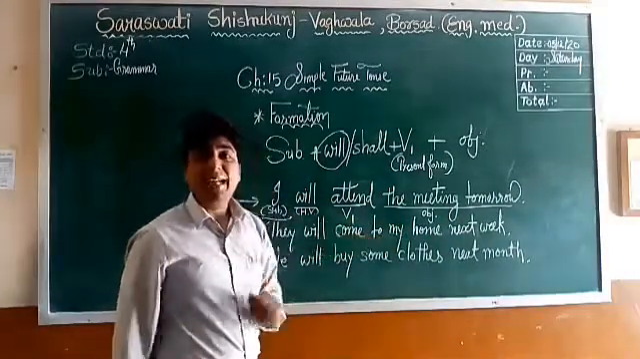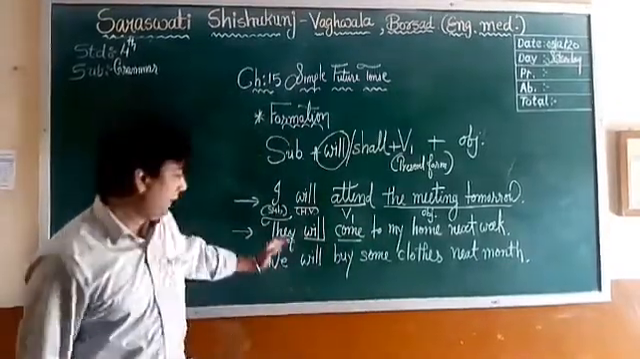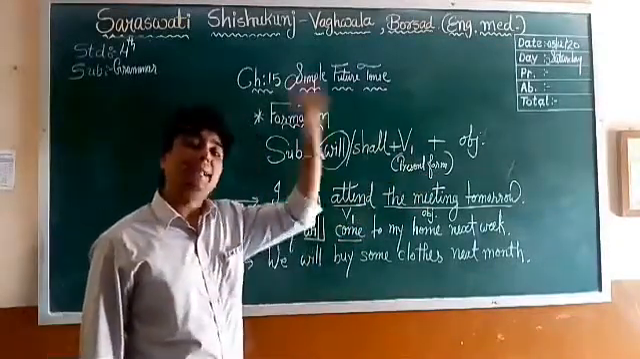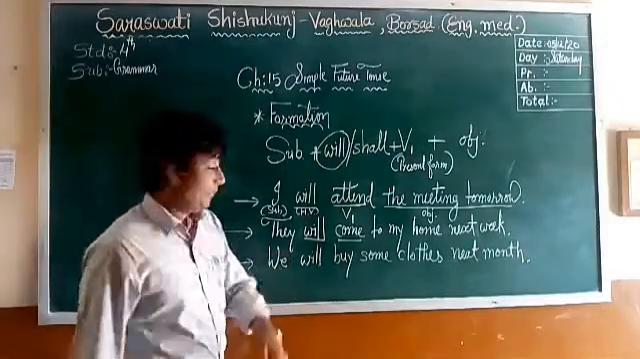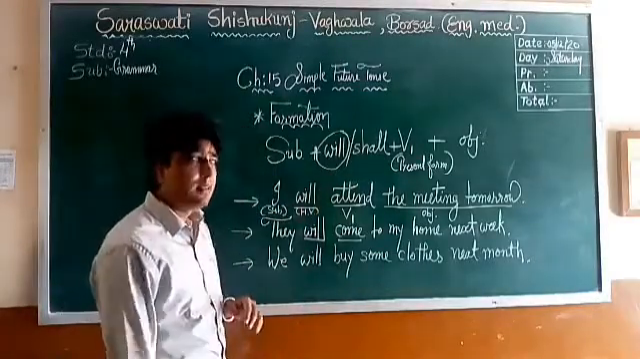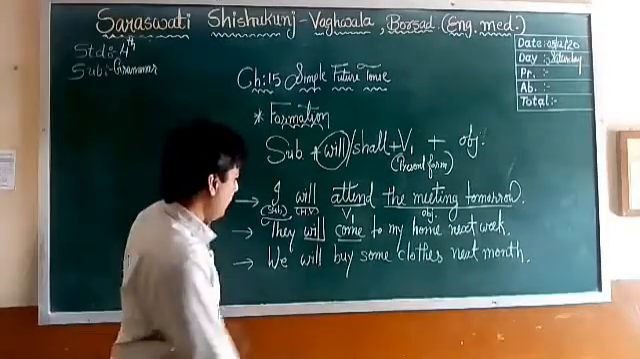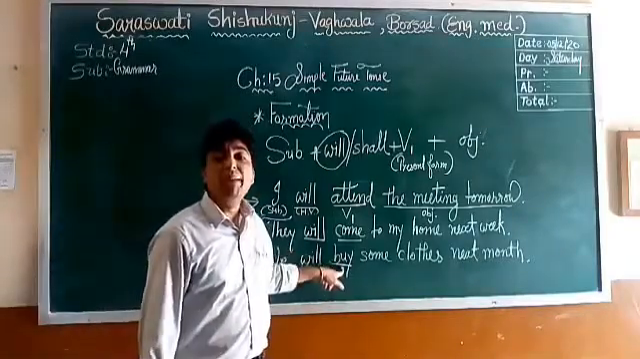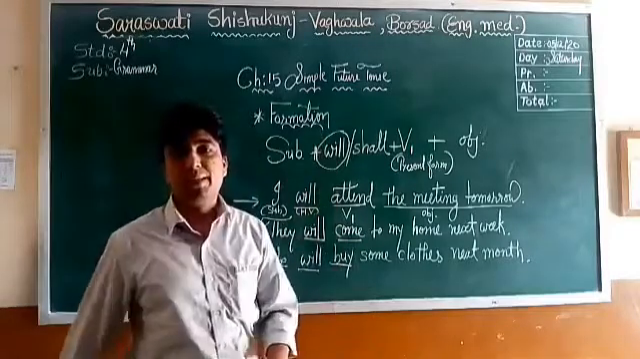They will come to my home next week. Next week, future time, is indicating the future. We will buy some clothes next month. Next month there is a festival, so we will buy some clothes next month. So will and buy: will is the helping verb plus the main form of the verb, that we have to use in simple future tense.